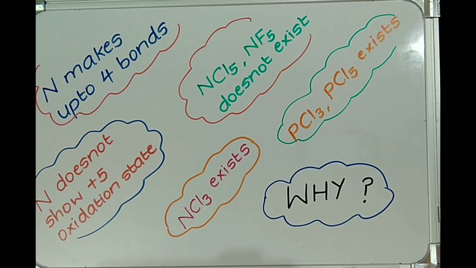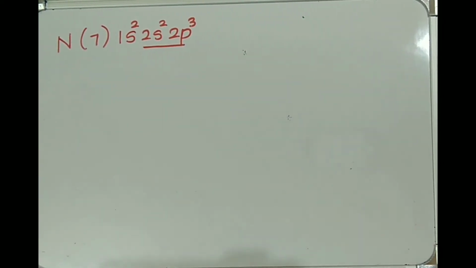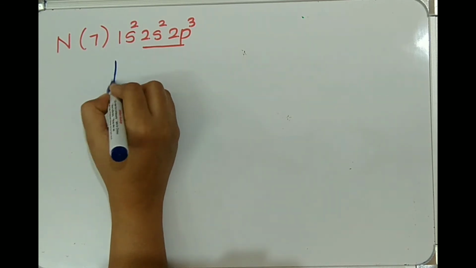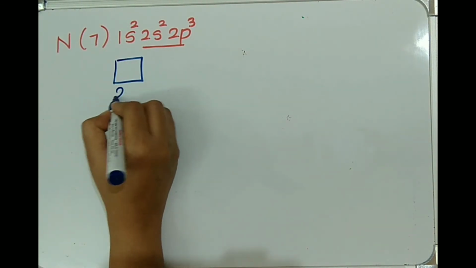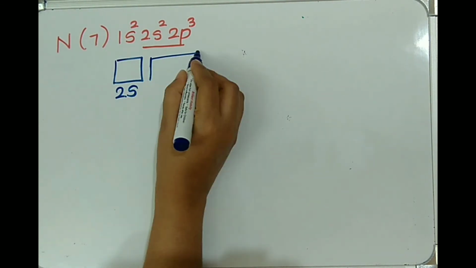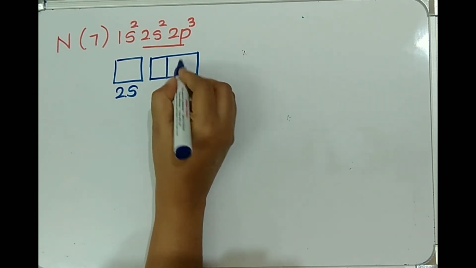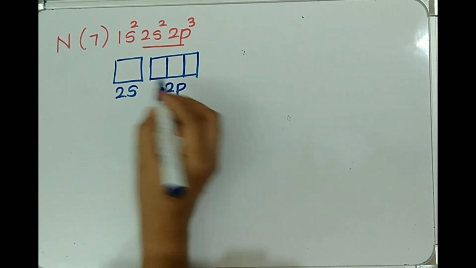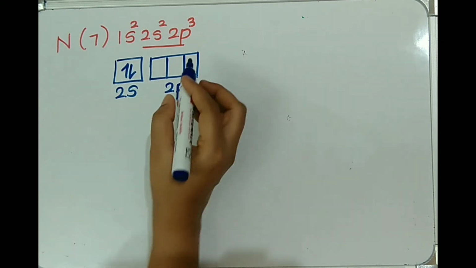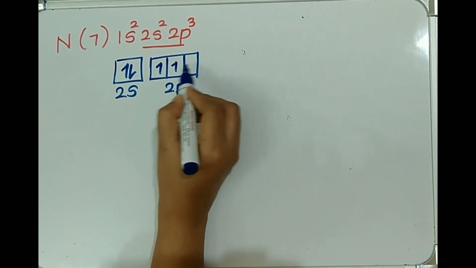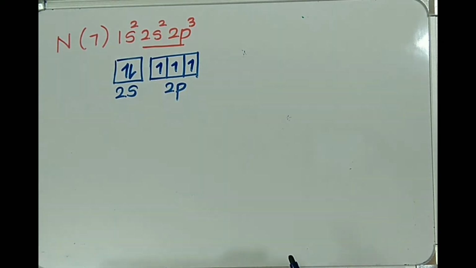That is, in nitrogen, d orbital is absent. So see the electronic configuration of nitrogen, 1s2, 2s2, 2p3. Let's draw that. The valence shell, 2s and 2p. So in 2s, 2 electrons are present. In 2p, 3 electrons are present.